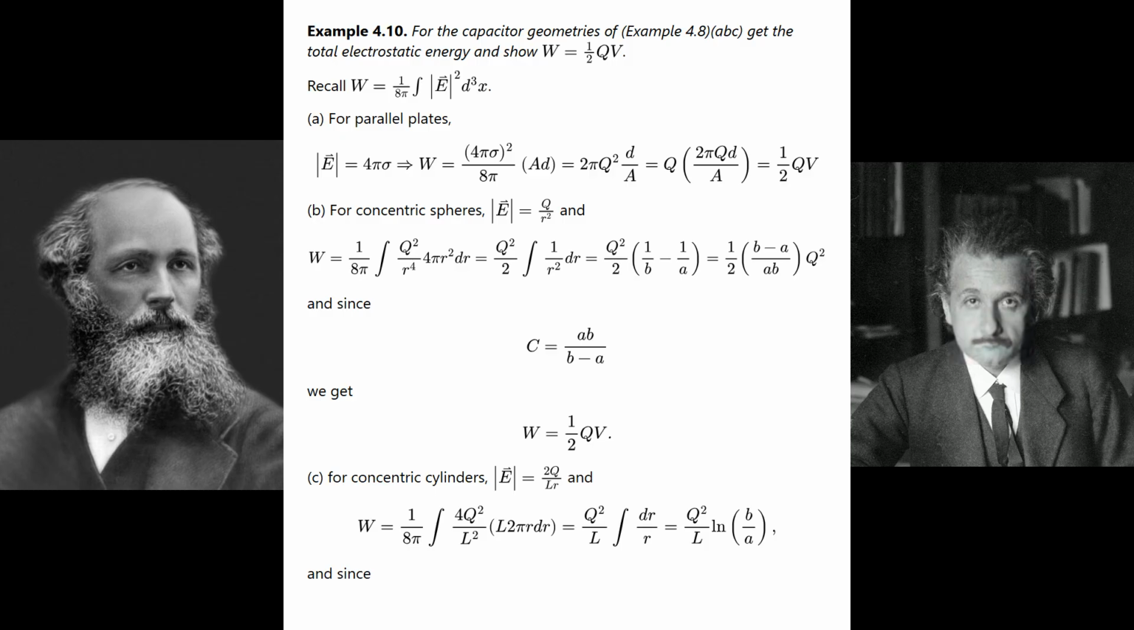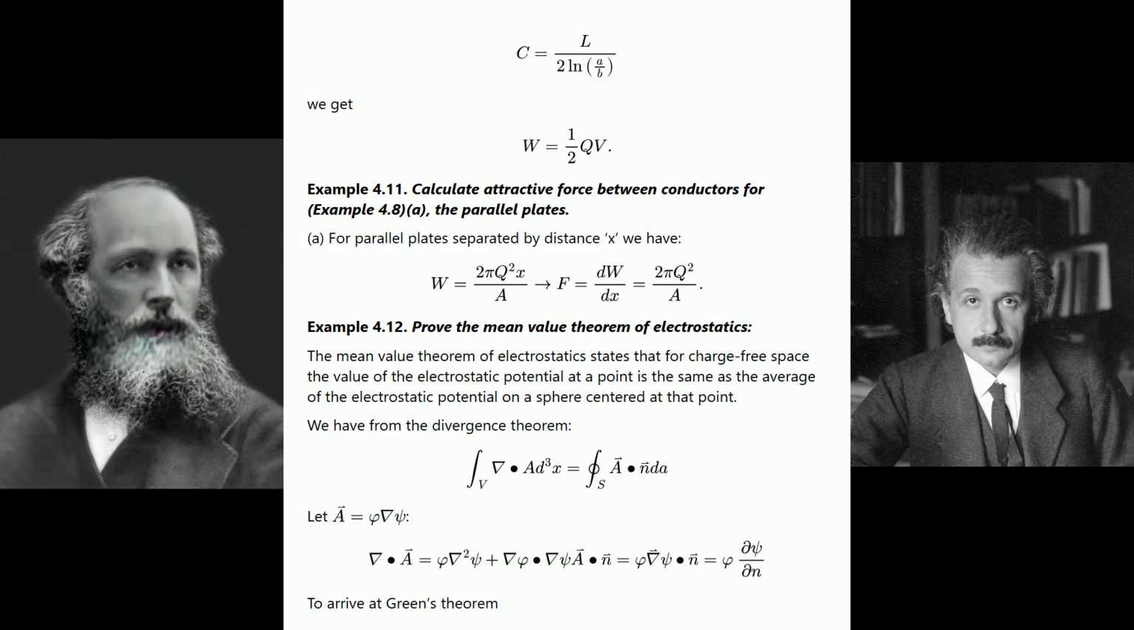see the next equation. C. For concentric cylinders, the absolute value of E equals 2Q over Lr and, see the equation shown. And since, see the next equation, we get, see the equation shown. Example 4.11. Calculate attractive force between conductors for Example 4.8 A, the parallel plates. A. For parallel plates separated by distance x we have, see the next equation. Example 4.12.